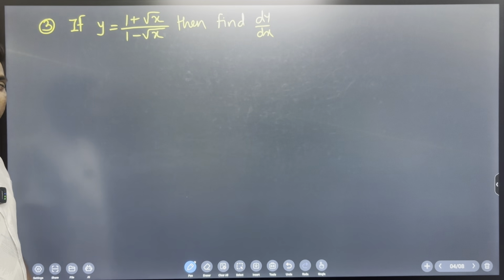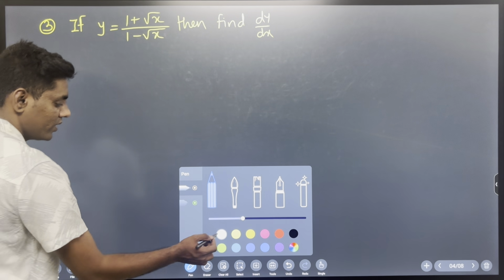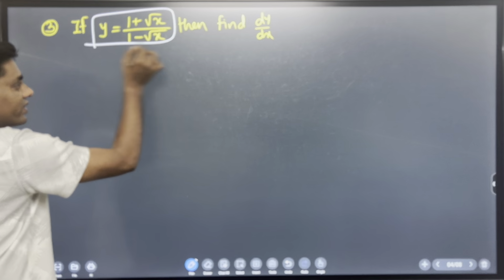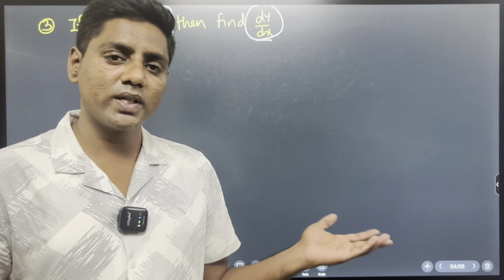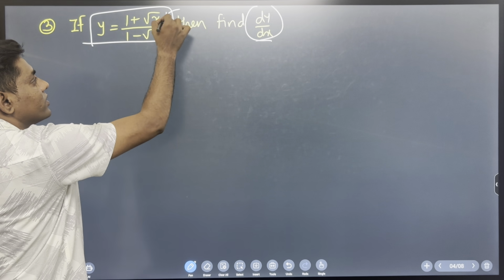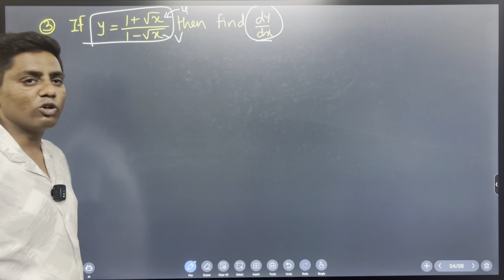The next example is again very easy. So here y is the function of x and we have to calculate dy by dx. So again we observe that the numerator is our u, and the denominator is v.